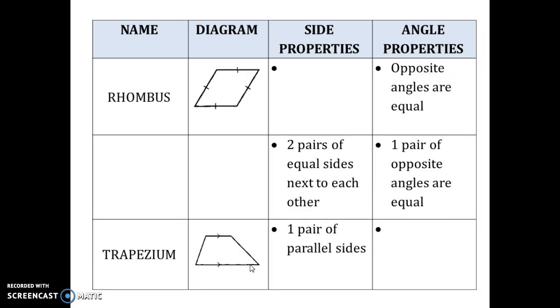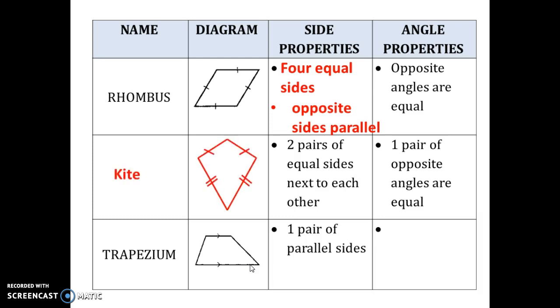Our rhombus is like our square pushed on the side, so it's got 4 equal sides. The opposite sides are parallel. The next one is our kite, and you need to mark in with the dashes the equal sides. So it's got 2 pairs of equal sides next to each other, so they're adjacent equal sides, and 1 pair of opposite angles are equal. And those angles are this one here and this one here. Now our trapezium has 1 pair of parallel sides only, marked by the arrowheads, and every angle is acute.